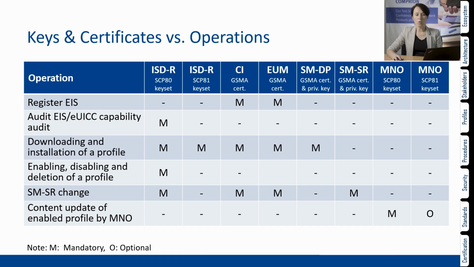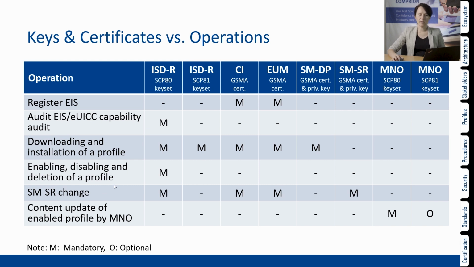All entities are using the GSMA CI certificate to verify the authenticity of the certificates. The EUM certificate is used to verify the EUM and subsequently the EUICC certificate, and the SM-DP certificate is used to show that it's an authentic SM-DP talking to the EUICC.